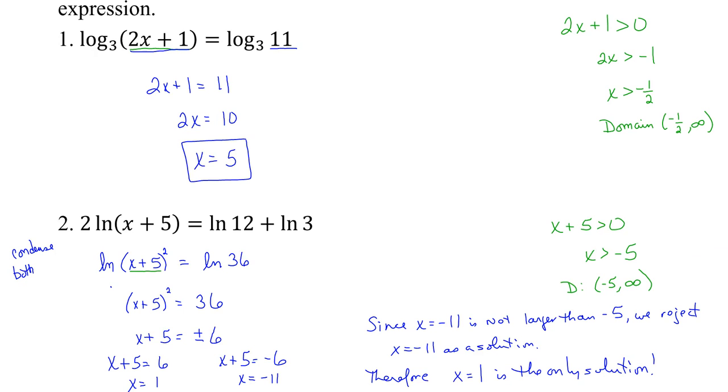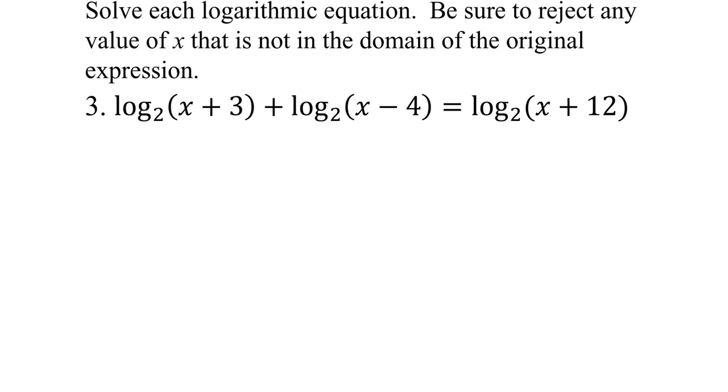Moving on to problem number 3, we see a similar thing that we encountered in problem number 2, in that on the left-hand side of this equation we have two logarithms. On the right-hand side only one. So before we can get started, we need to condense this left-hand side. So condense the left first.